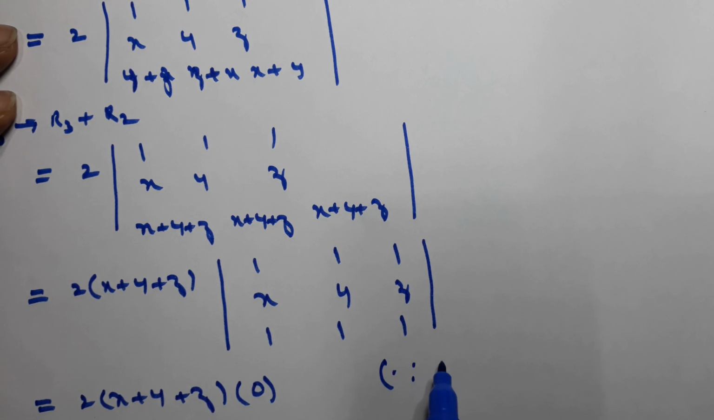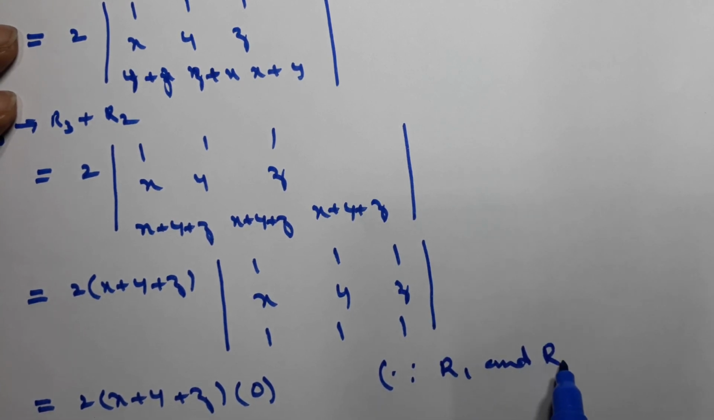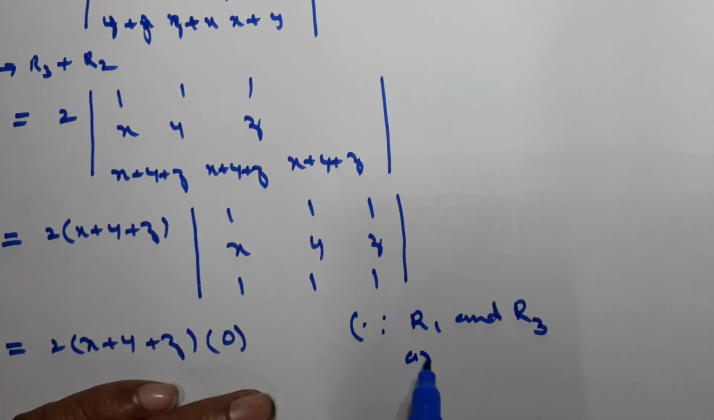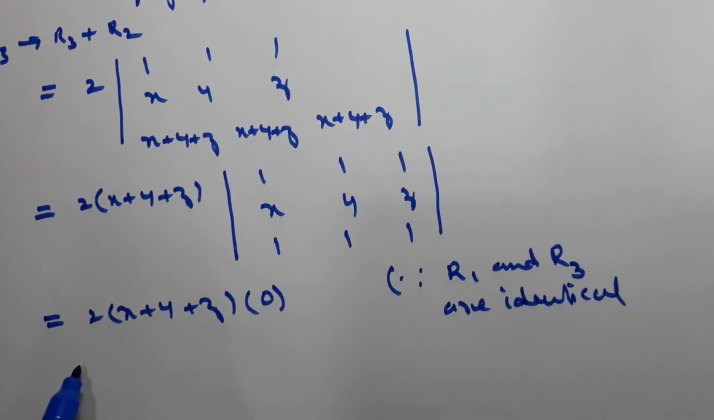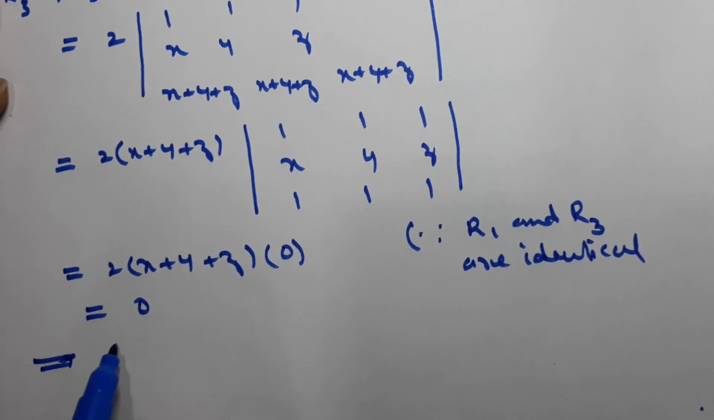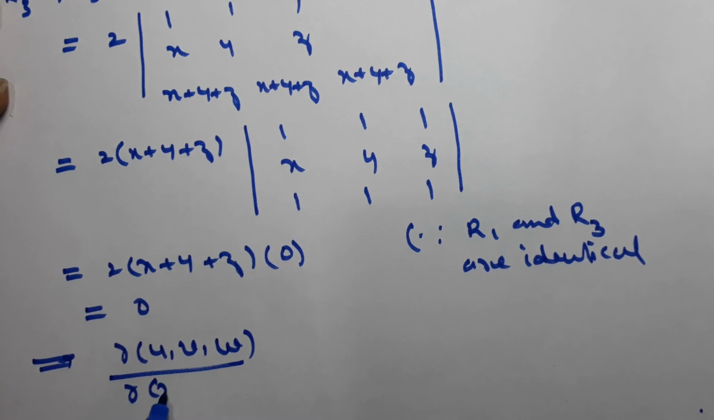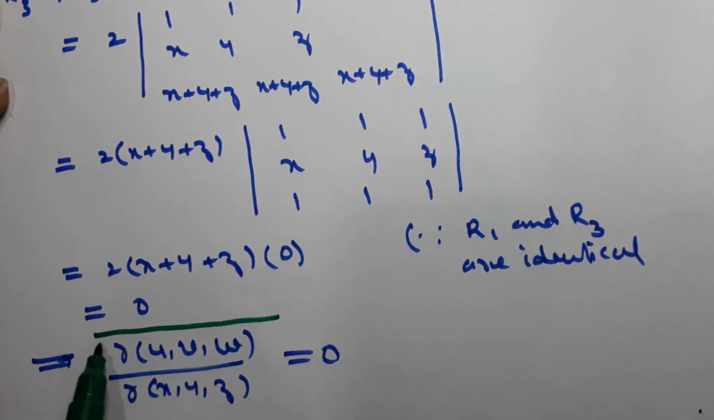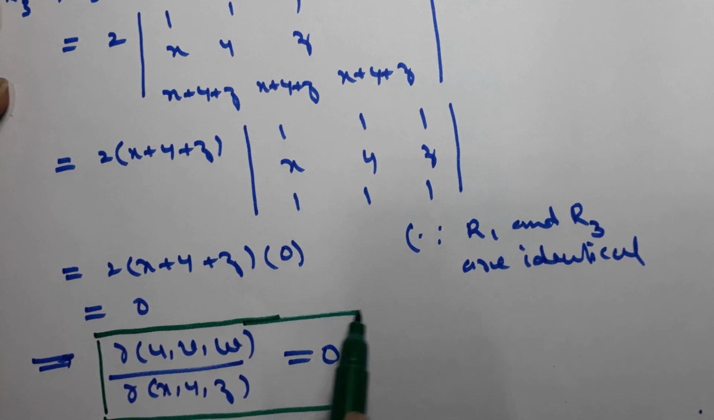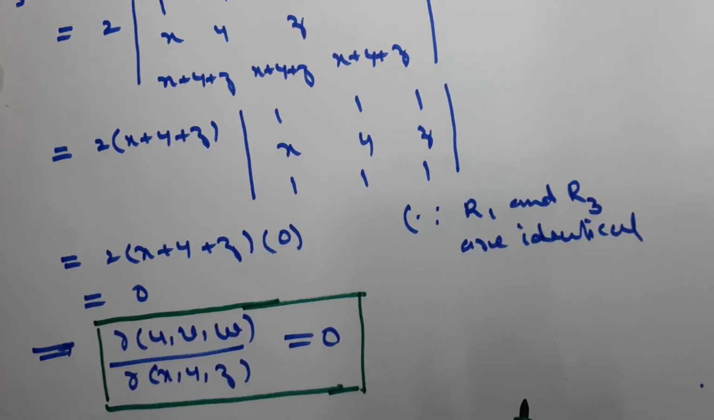Since R1 and R3 are identical, it is equal to 0. That is, the 3 by 3 determinant ∂(u,v,w)/∂(x,y,z) is equal to 0. So this is an important problem. It was asked many times in examinations. Thank you very much.